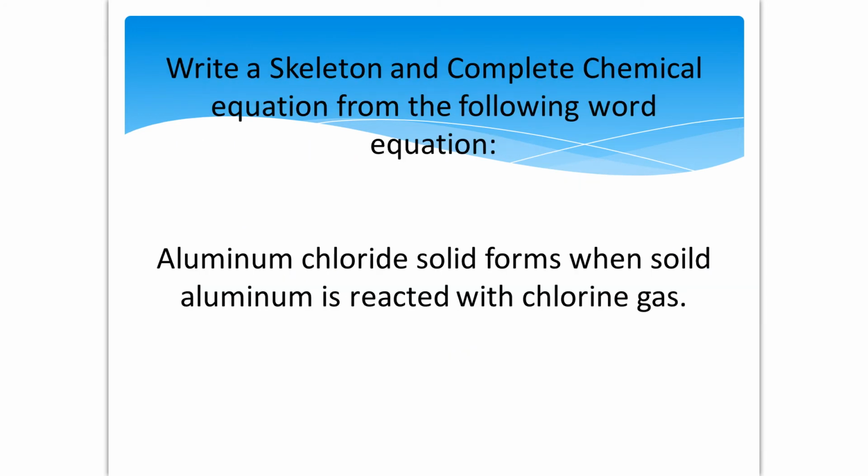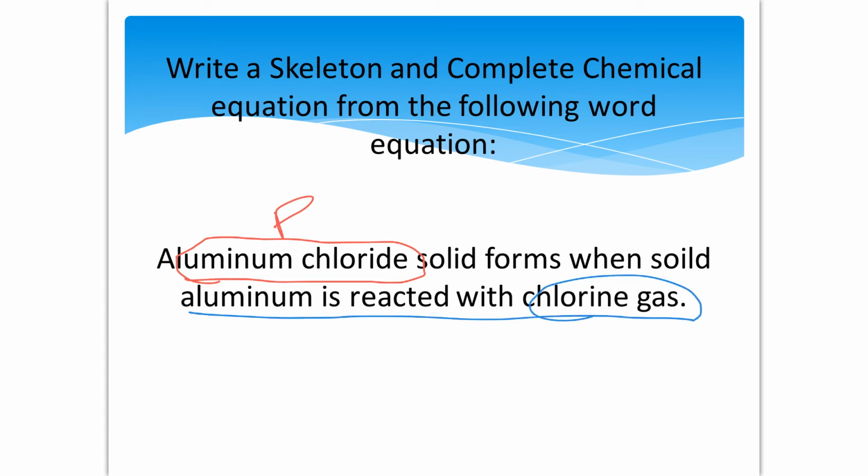Okay, so now we're going to try to write a skeleton and complete chemical equation from the following word equation. The first thing we have to do is identify what are the products and reactants. I'm going to signify that the products are going to be red and the reactants are going to be blue. Aluminum chloride forms when solid aluminum is reacted with chlorine gas. So this is my product. And then these are my reactants, chlorine specifically and aluminum.